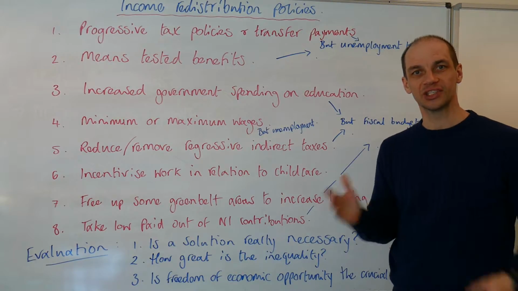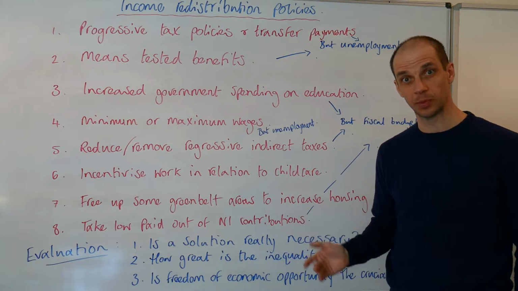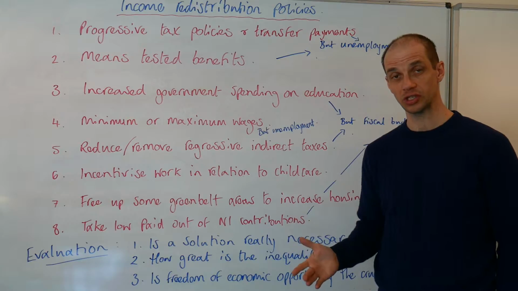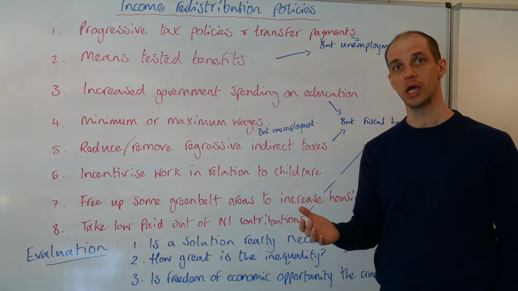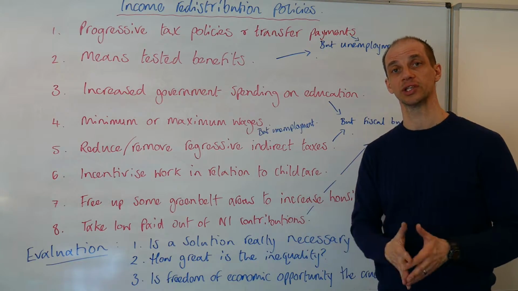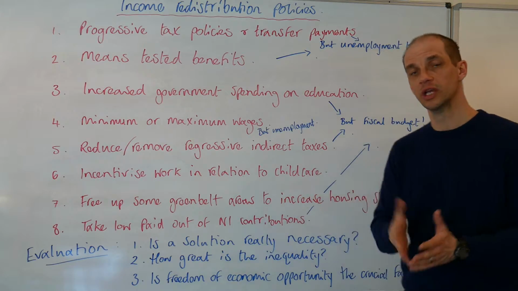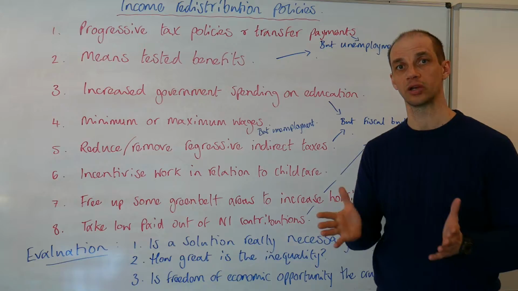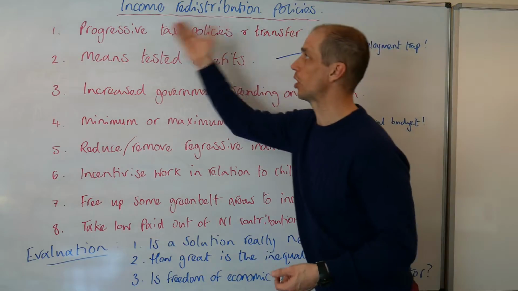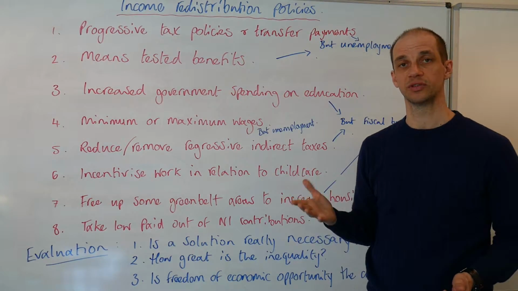Hi guys, so let's take a look at different policy responses governments can use to actually help redistribute income in society, really in an attempt to make things more equal. So if they are concerned about inequality, what can they do? Right, firstly, progressive forms of taxation.